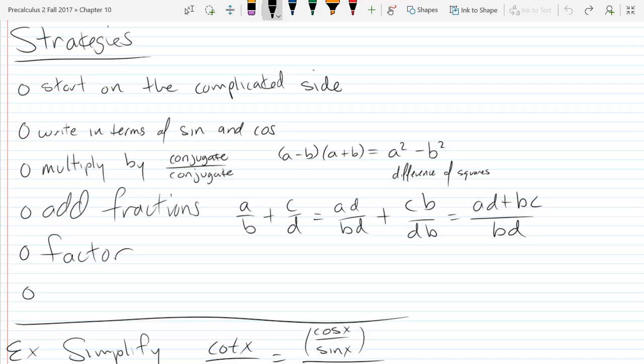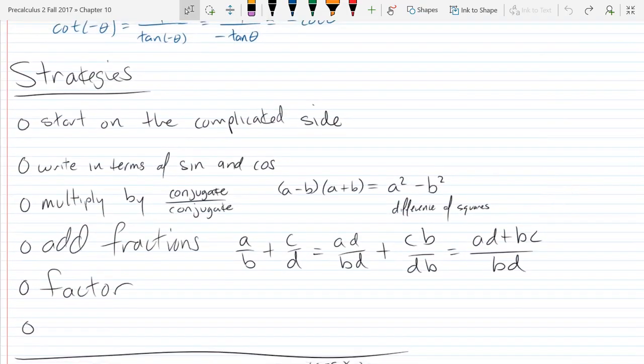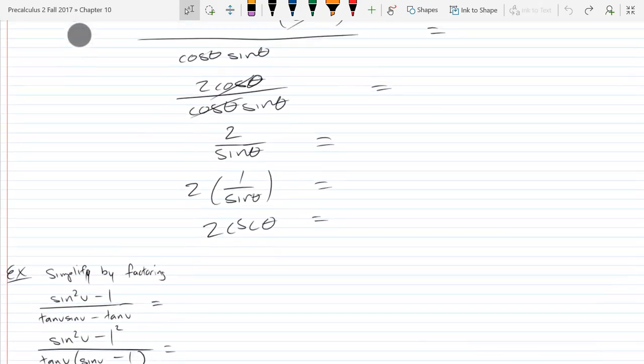Some things like factoring, you probably don't need to constantly be reminded of factoring, but factoring as difference of squares maybe could be helpful. And start on the complicated side, you'll just start doing that at some point. So we're going to get back to some more examples.